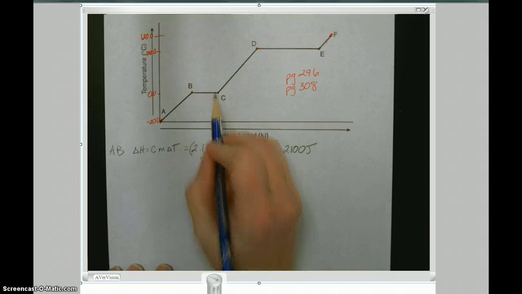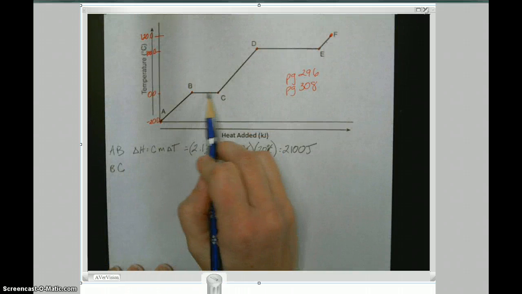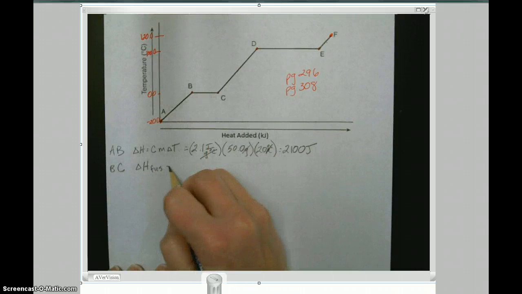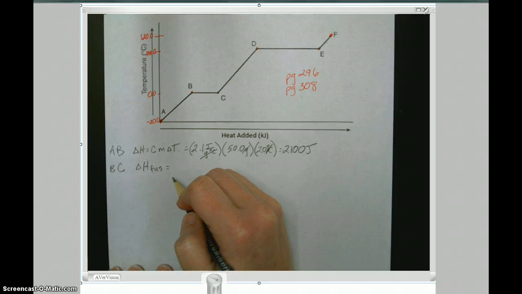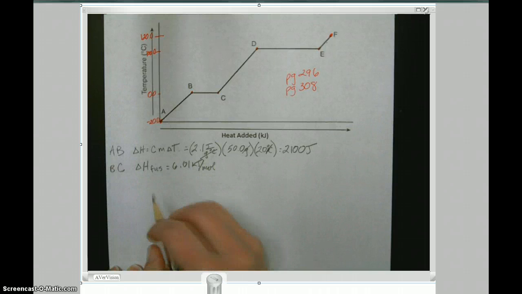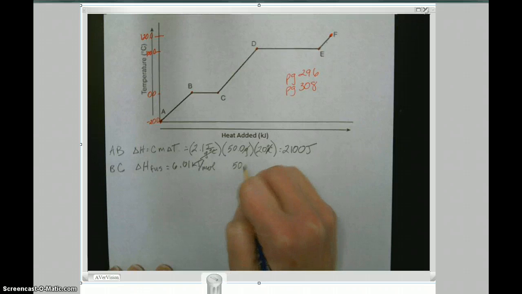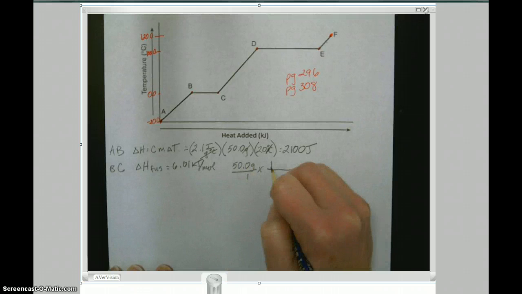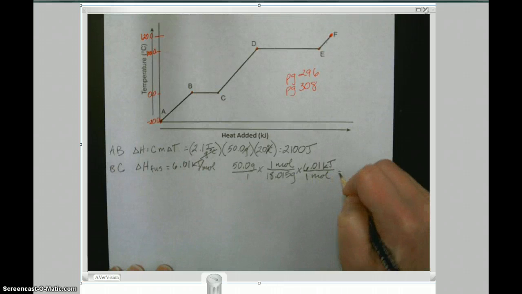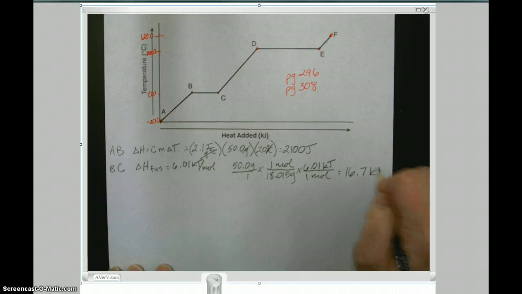Okay, so now we're at point B. So to get from B to C, the temperature stays constant, so we can't use our change in temperature. We have to use the delta H of fusion because we are melting all of that ice. And the delta H of fusion on page 308 in your book for water is 6.01 kilojoules per mole. Now we don't have a mole, we have 50 grams. So we're going to have to take our 50.0 grams over 1, convert it to moles, and to do that we use the molar mass of water. And then we use our heat of fusion as our conversion factor. And that gives us 16.7 kilojoules.